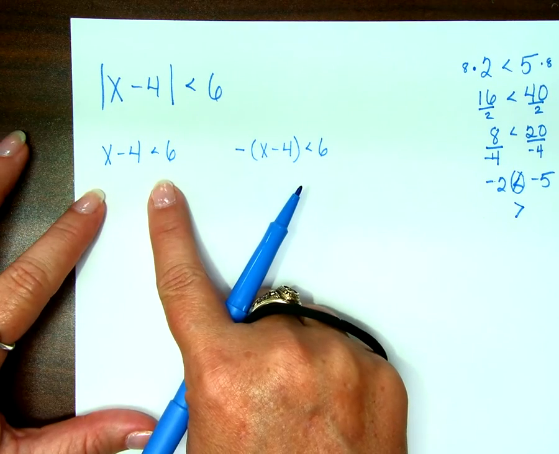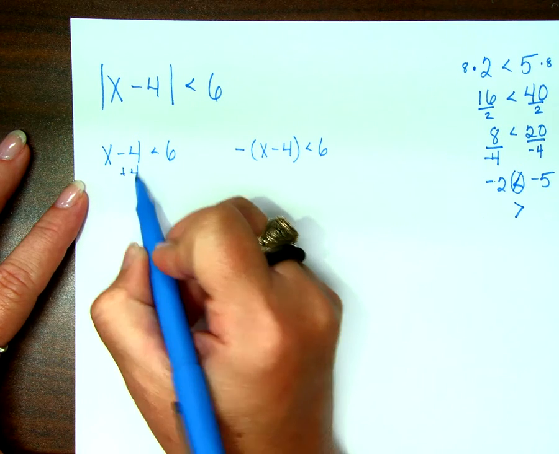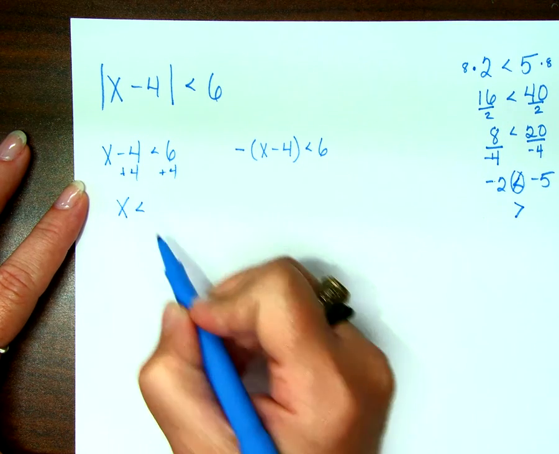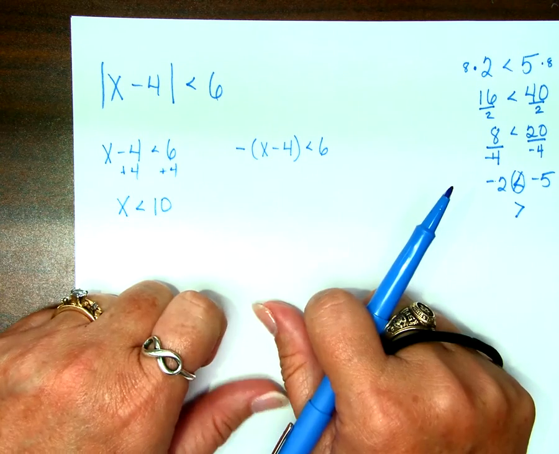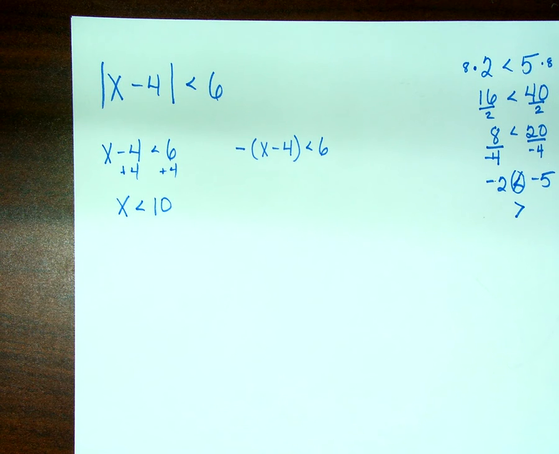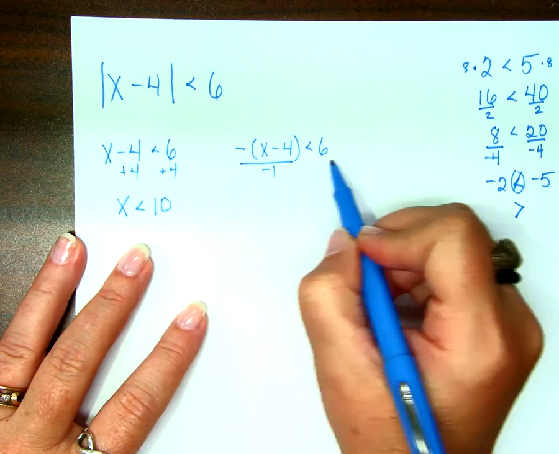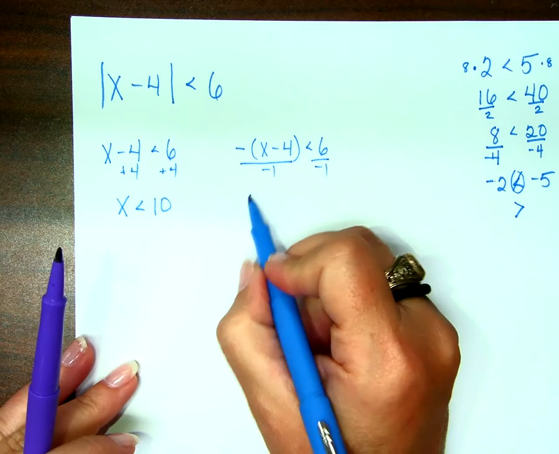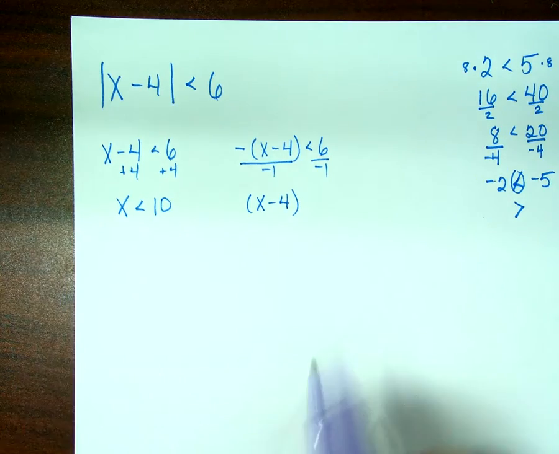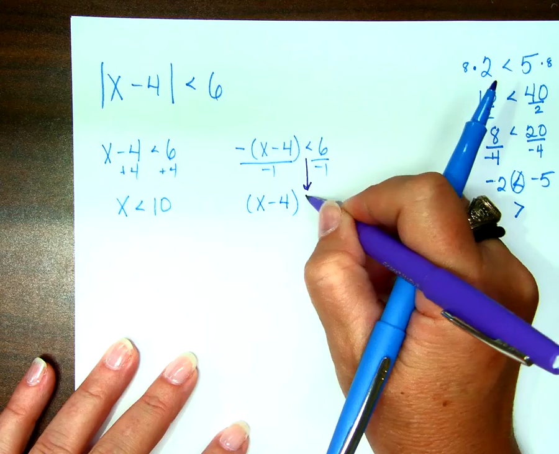What do I do first right here? Add 4, add 4. X is less than 10. What do I do here? So we did this 2 different ways before, right? We divided by negative 1, or we distributed the negative. And later on, you're going to have to divide by the negative, right? So how about if we just get rid of the negative to begin with? Let's divide both sides by negative 1, okay? If I do that, however, what do I also have to remember to do? I have to flip that sign to be greater than.